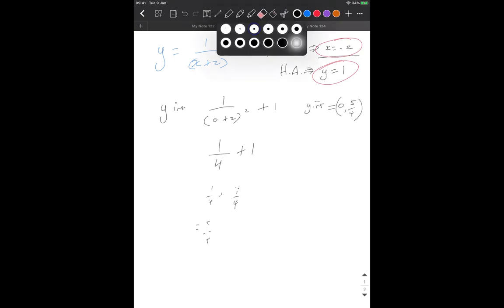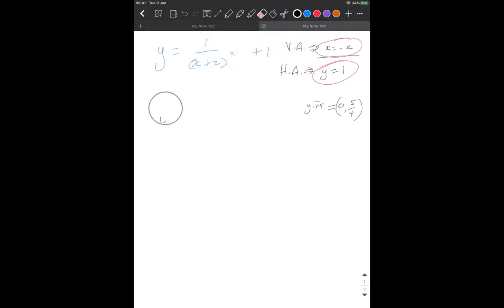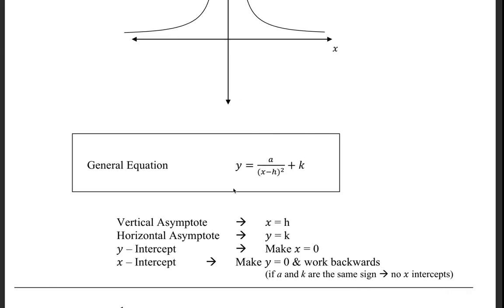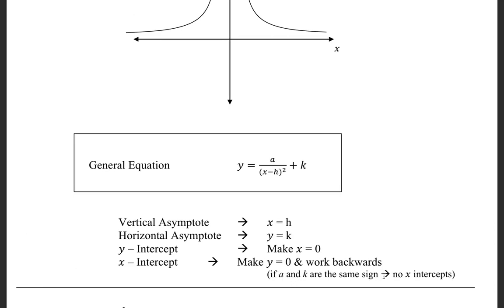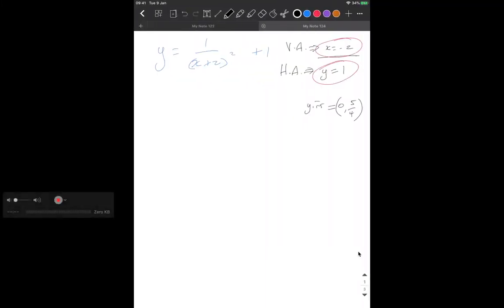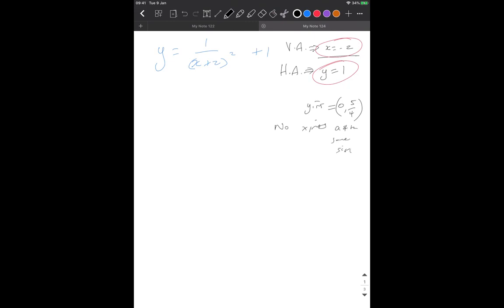So the next thing we want to do is look for an x-intercept, and we make y equals 0 and work backwards. But remember that little hint, if A and K are the same sign, there are no x-intercepts. So A is positive 1, K is positive, so they're both positive, therefore no x-intercepts. And we can just write in the working out no x-intercepts, and you can even write A and K same sign if you want to. That's perfectly fine working out, or you can just say no x-intercepts.